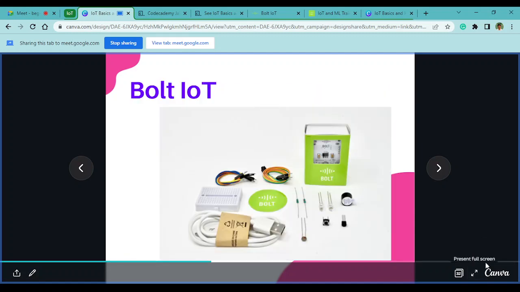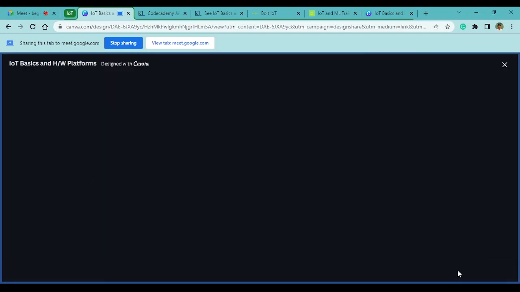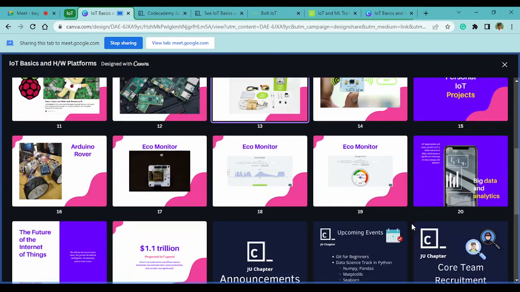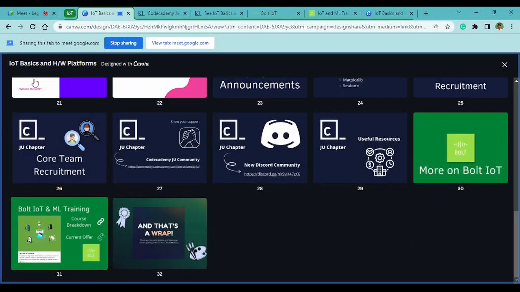And Bolt IoT is kind of similar to Arduino, but the only advantage is that they have a Wi-Fi module present in the module itself.